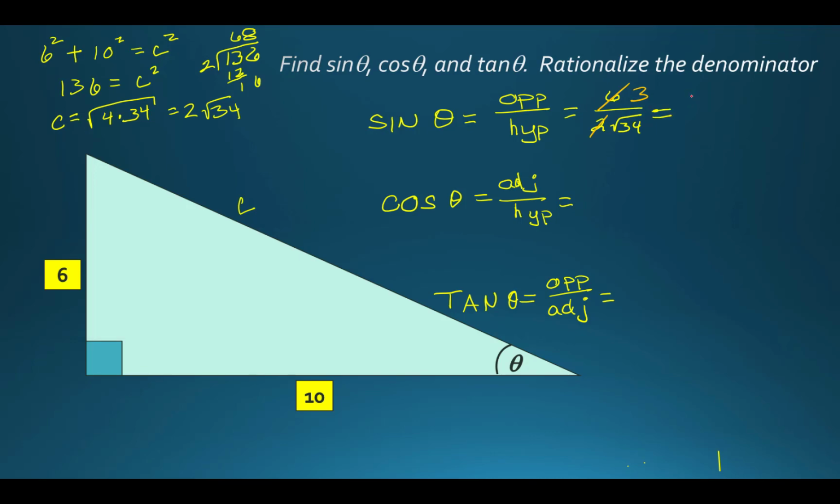So we'll go 3 root 34 over 34. That was great. Adjacent is going to be 10 over 2 root 34. So that's 5 root 34 over 34. And opposite over adjacent, opposite is 6 over 10, so that's 3/5. That's beautiful. Gotta love it.